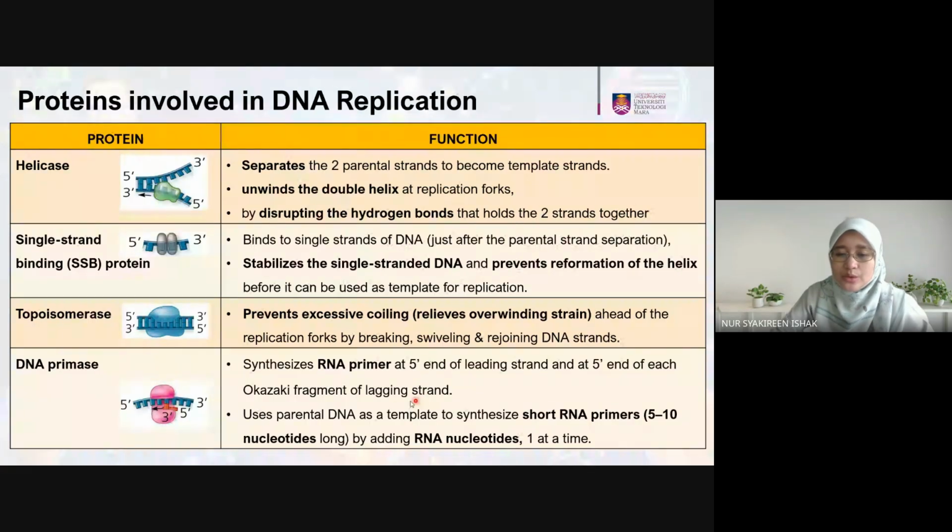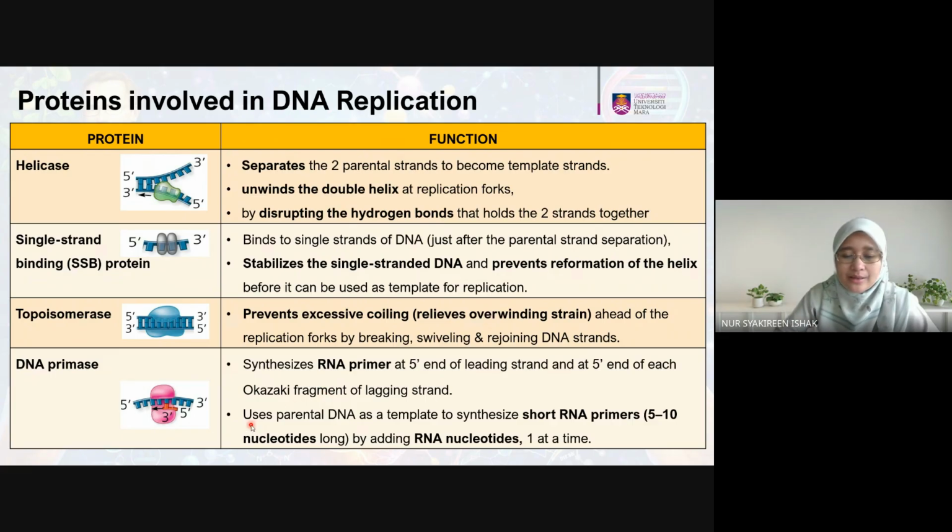If you notice here, the synthesis of RNA primer will start at the 3' end. Sorry, at the 5' end. So it starts with a 5' end first. That's why for DNA synthesis, RNA primer is needed to be synthesized, because it can be synthesized starting with the 5' end and producing a 3' end, right?